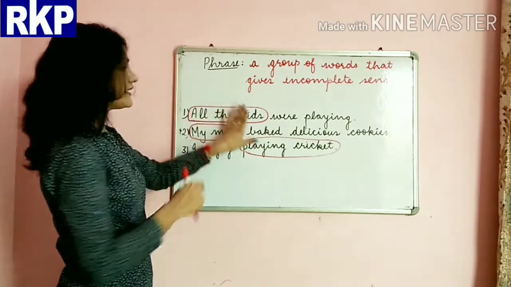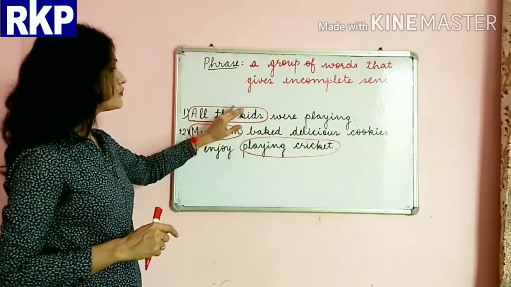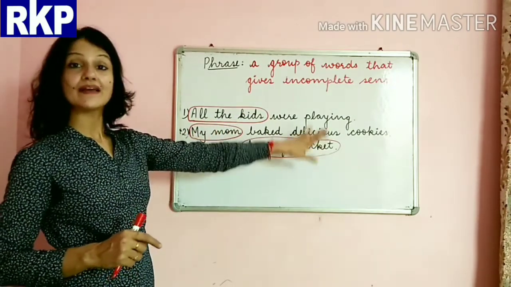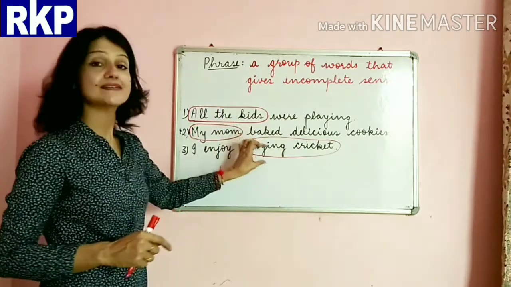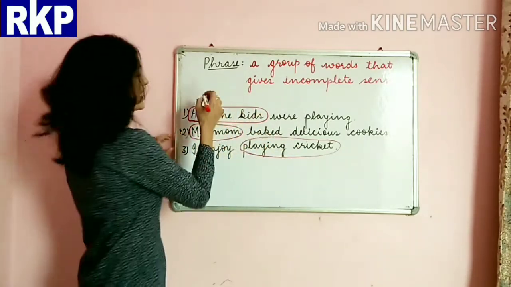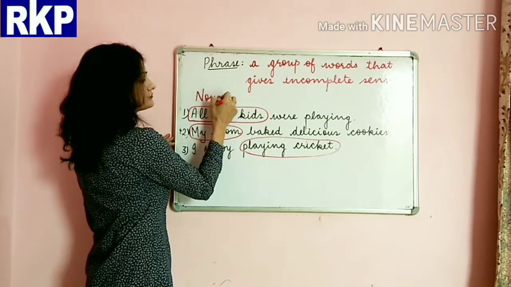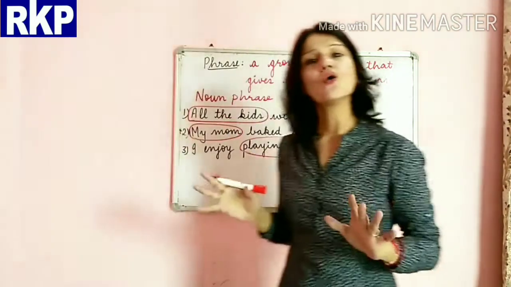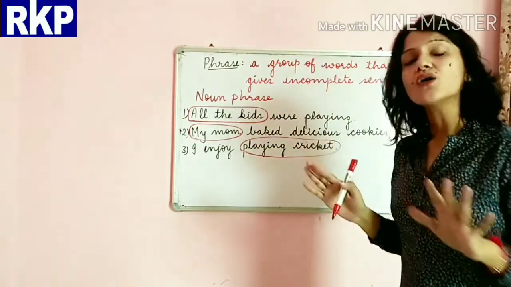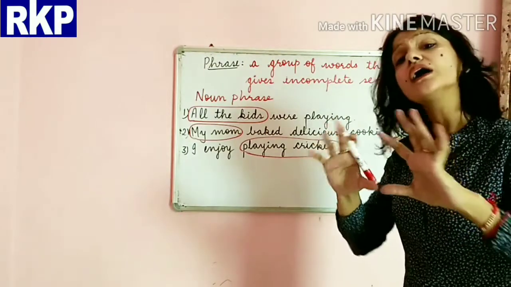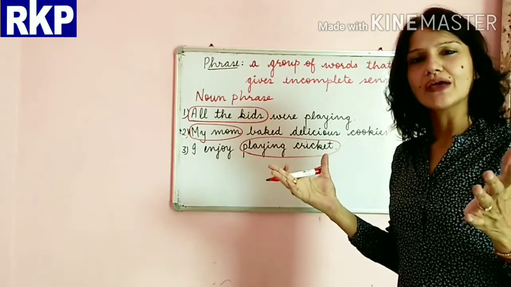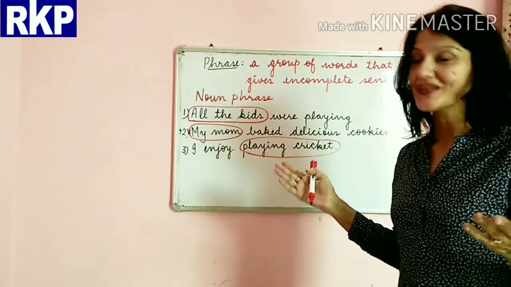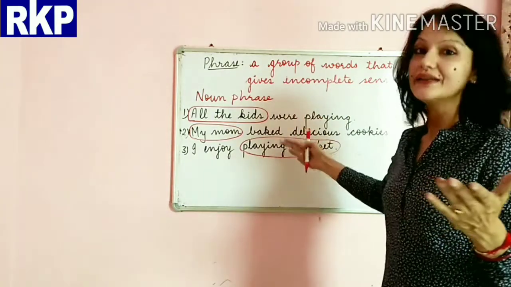Alright. So here in these three sentences, beta, I hope you must have understood this. All the kids, my mom and playing cricket. These three sets of words are acting as noun phrases. I hope you have understood how a noun phrase looks in a sentence, and it is very easy to identify also. So this was all about noun phrase.